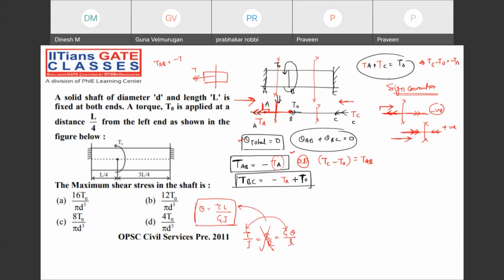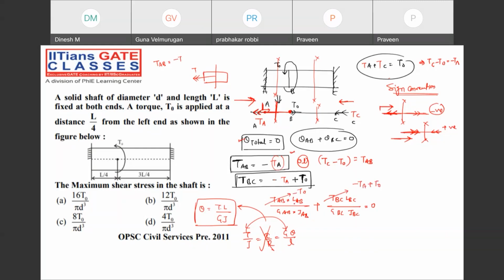Now, what is the T? TAB, LAB, GAB, JAB plus TBC, LBC, GBC, JBC. Similar to what we did in the axial loading condition. Nothing much is there. TAB is what? Minus of T naught. TBC is what? Minus of TA plus T naught.